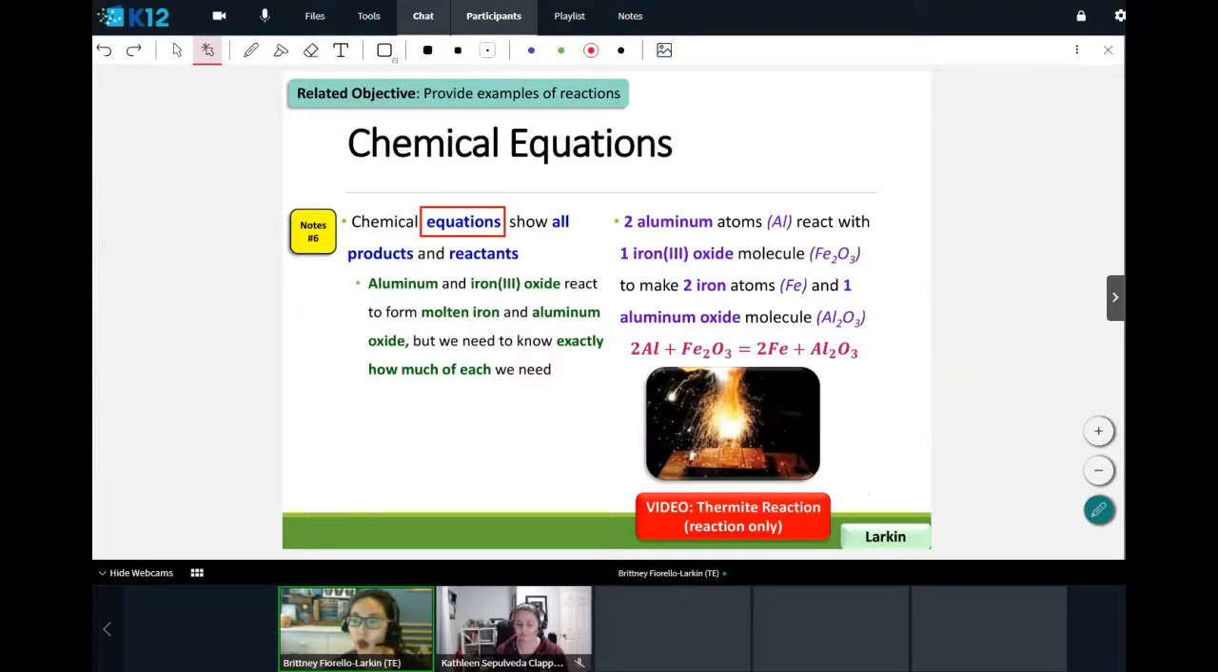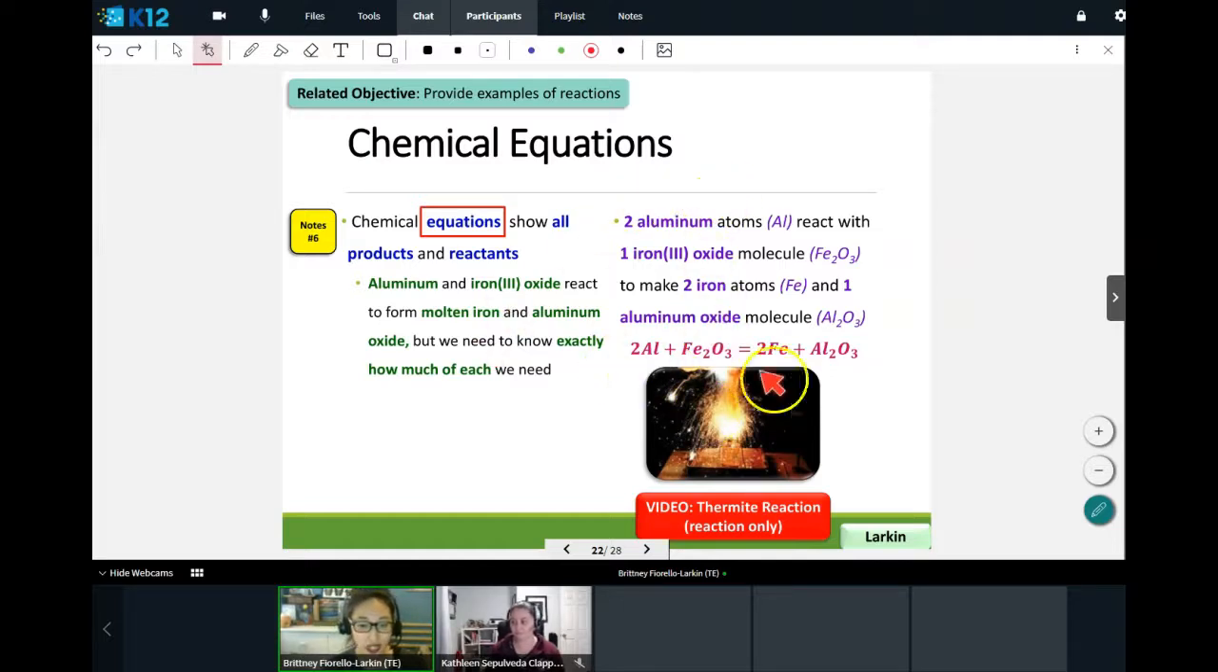All right, so we're going to be talking more about this tomorrow, but chemical equations help to show all of our products and our reactants. So we're going to take a look at aluminum and iron oxide in the thermite reaction, forming molten iron and aluminum oxide. But the thing about chemical equations is, much like a math equation, they actually have numbers. So they show us exactly how much of everything we need. Essentially, they are our ingredient list. They are the recipe, right? A cake doesn't look right unless you have the right amount of each thing.